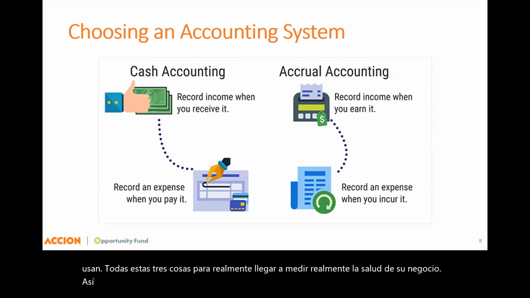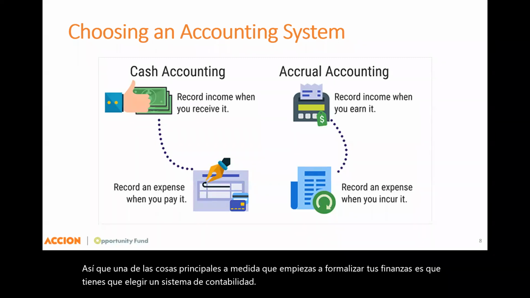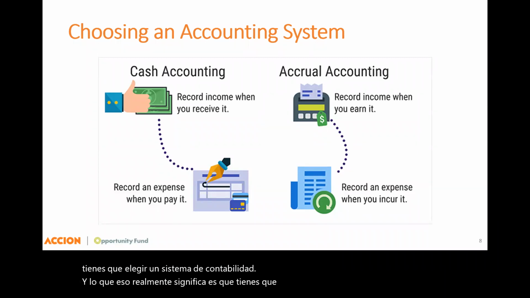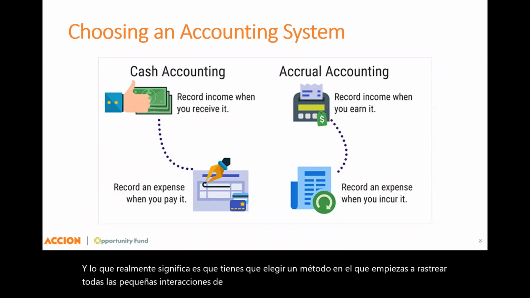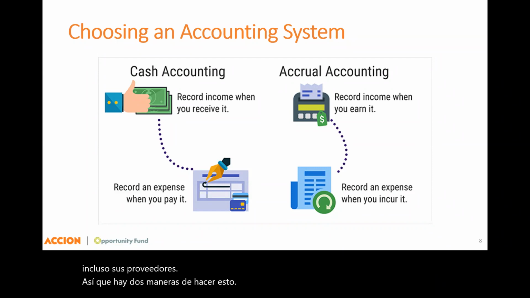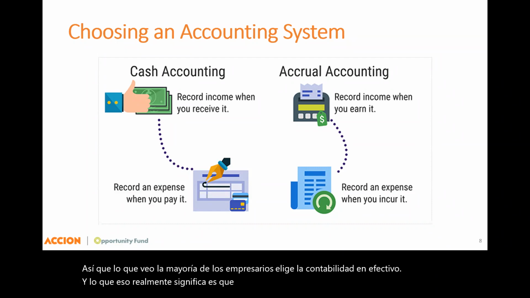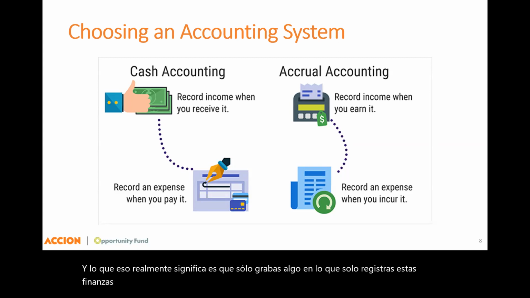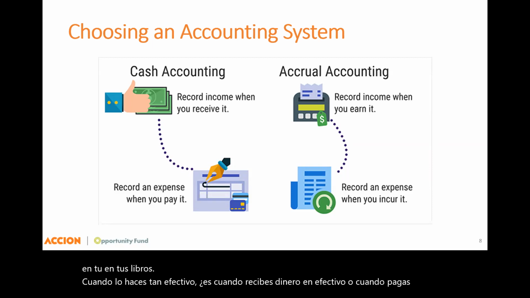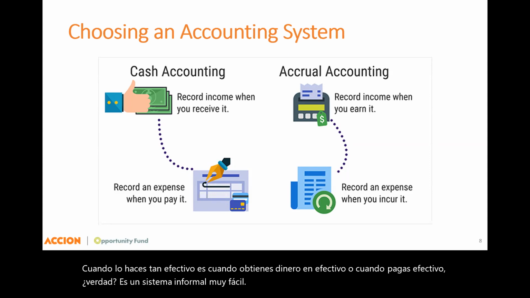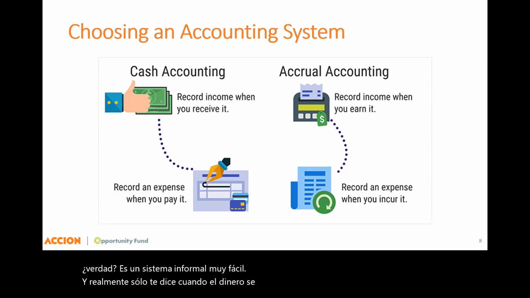So one of the main things as you're getting started in formalizing your financials is you have to choose an accounting system. And what that really means is you have to choose a method in which you start tracking all of the little exchanges and interactions with your sales, with your clients, etc., and even your suppliers. So there's two ways of doing this. What I see most entrepreneurs choose is cash accounting. And what that really means is that you only record these finances in your books when you make it. So cash accounting is when you get cash or when you pay cash out, right? It's a very easy and informal system. And it really just tells you when cash is moving into or out of the business, right?